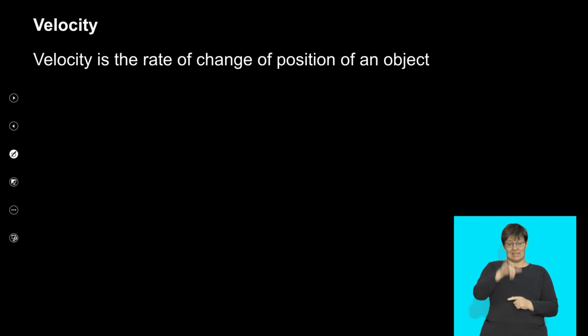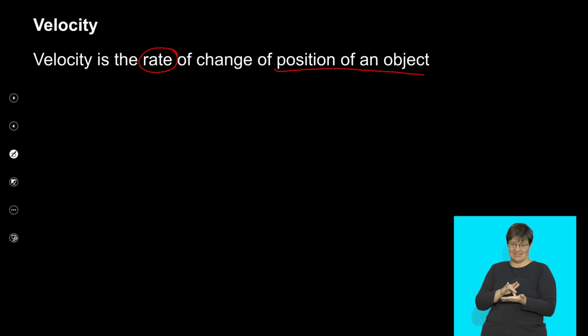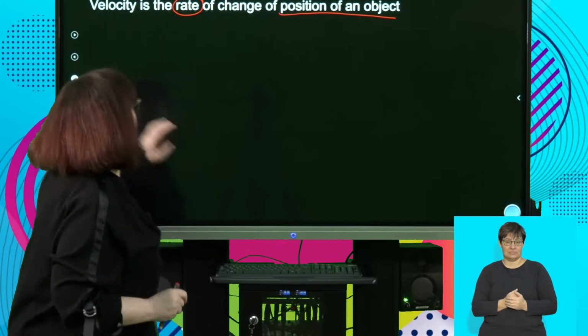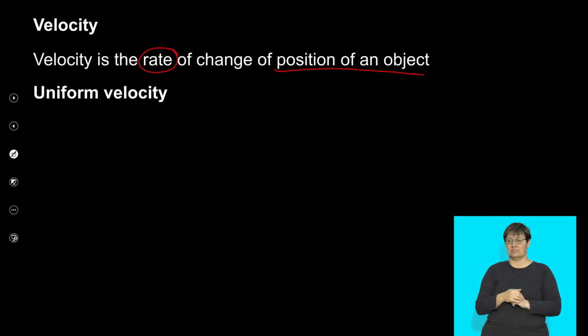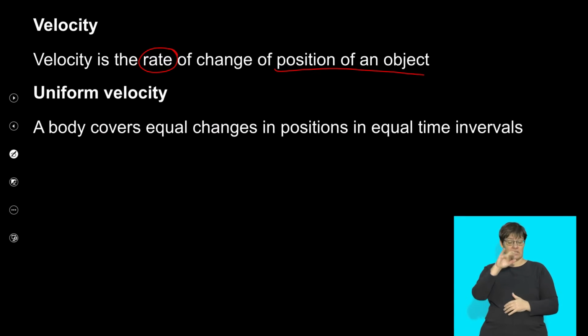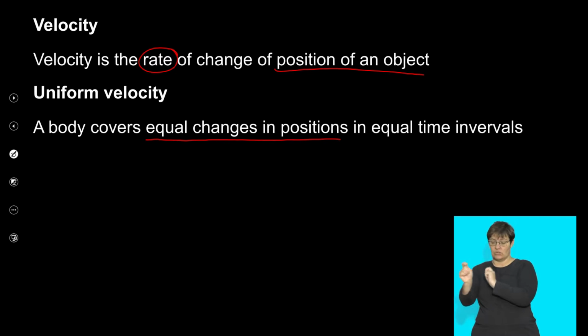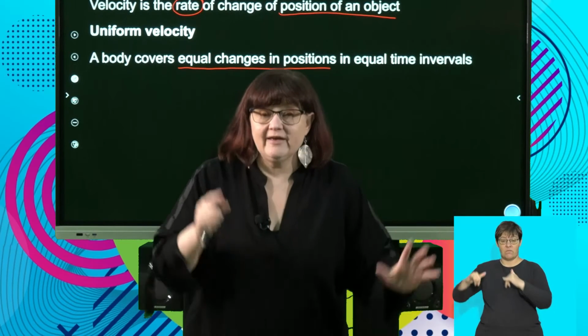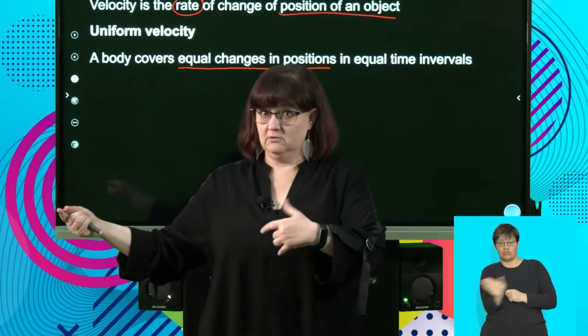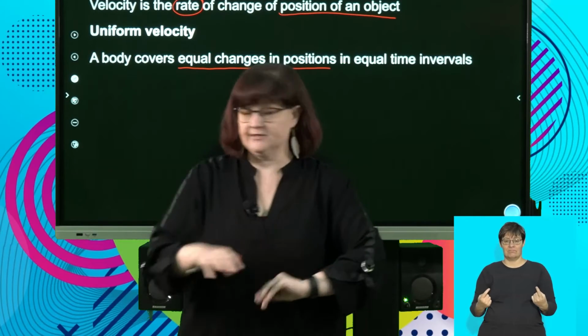Velocity, still rate of change. So we're still involved with time, but now it's position. So that means we've got to take direction into account. Okay, that's the important part there. Uniform means that we cover equal changes in position in equal time intervals. Uniform means that we can't change direction. If we change direction, velocity is changed.